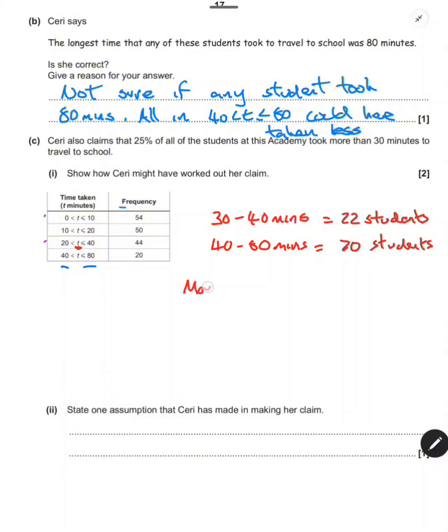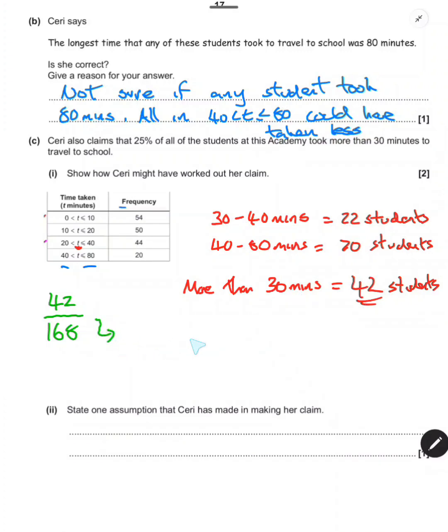So more than 30 must be 22 add 20, 42 students. So 42 students take longer than 30 minutes. There are 168 students altogether. We're told that in part A, but you could add those up as well. So we're saying that 42 out of 168 take more than 30 minutes to get to school.